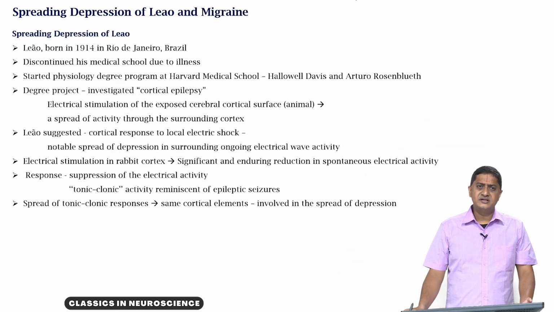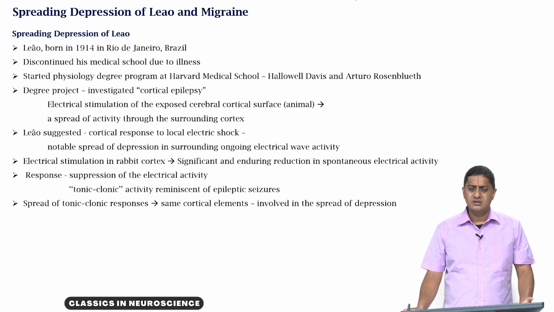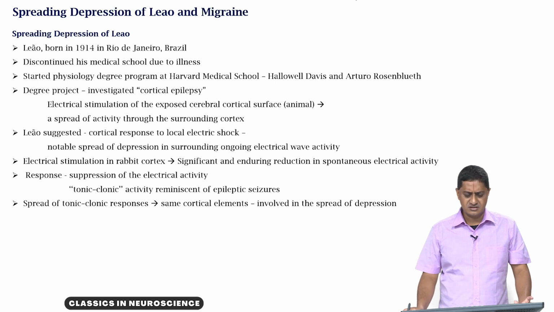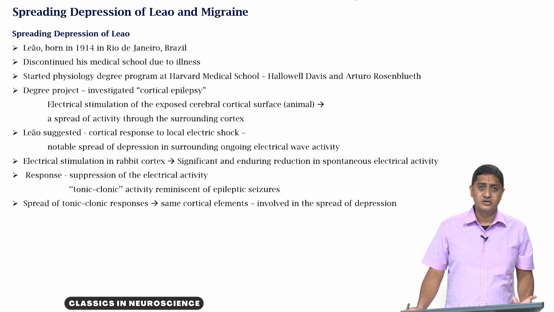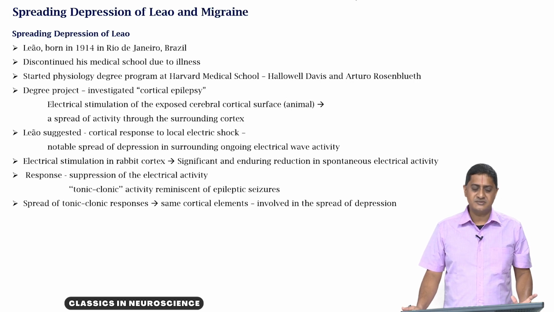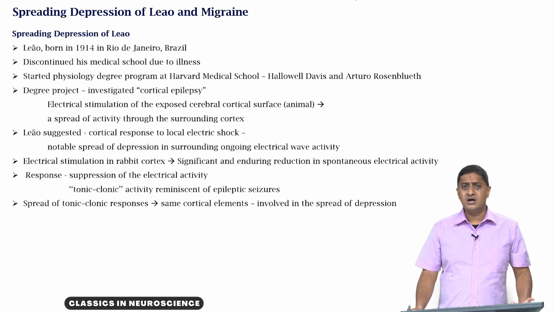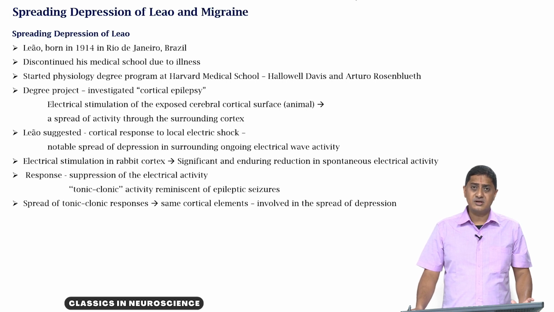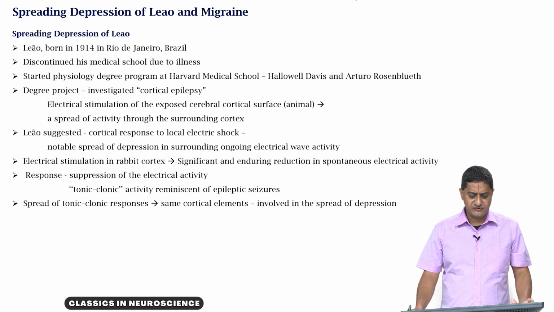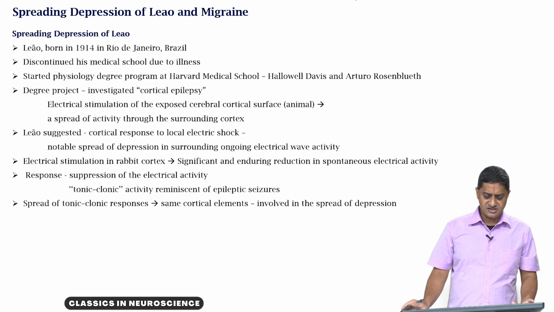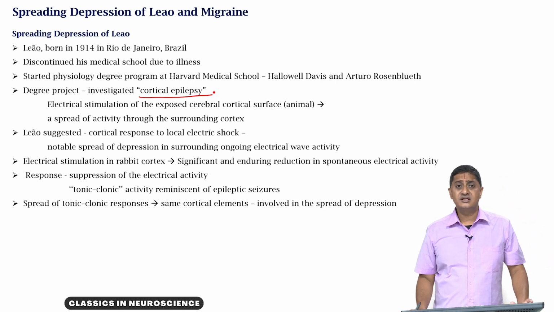Leão was born in 1914 in Rio de Janeiro in Brazil to, I think, well-to-do or affluent parents. He entered medical school, but due to some illness he could not finish his medical studies. So he dropped out, and in 1940 he decided to travel to the United States because he just wanted to explore and study there. He went to Harvard and was accepted into the physiology program at Harvard Medical School, where with Hallowell Davis and Arturo Rosenblueth he started studying, and for his degree project he investigated the topic of cortical epilepsy.